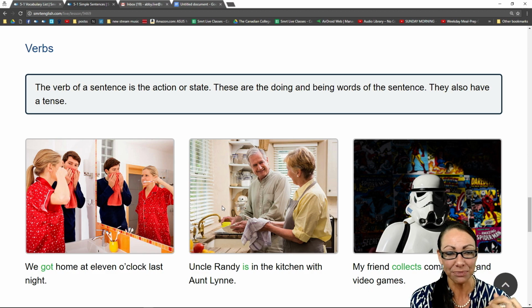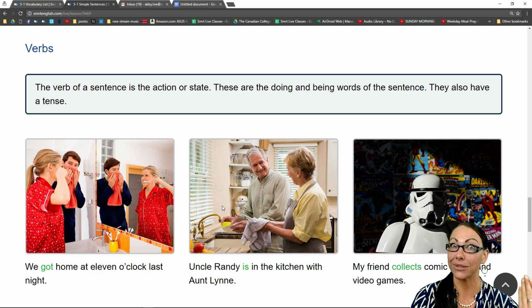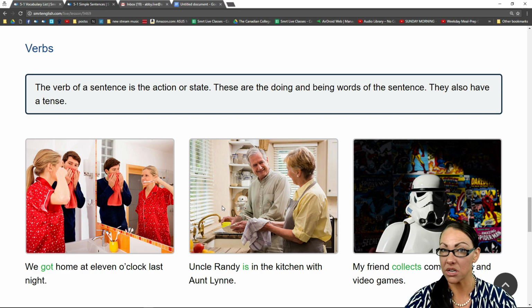So past tense, we got home. Okay, we got home at 11 o'clock last night. So past tense for our verb, got. It already happened. It's in the past. It was last night. We got home at 11 o'clock.